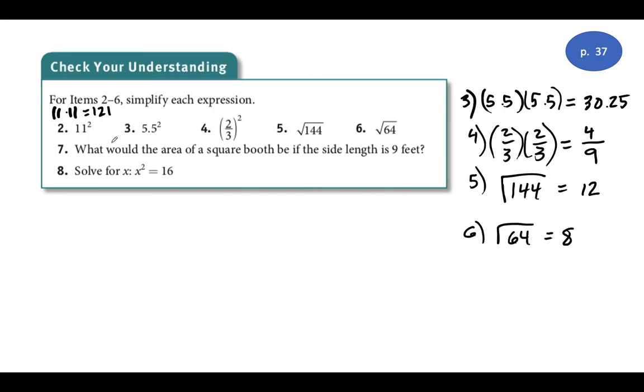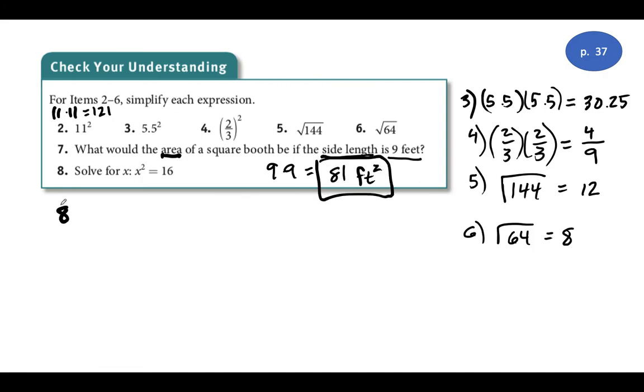Problem number 7 says, what would be the area of a square booth that has a side length of 9 feet? Side length. And do you see how this isn't squared? So in order to find the area, we're going to square that 9. And 9 times 9 gives us 81. And because it's feet, our units are square feet.